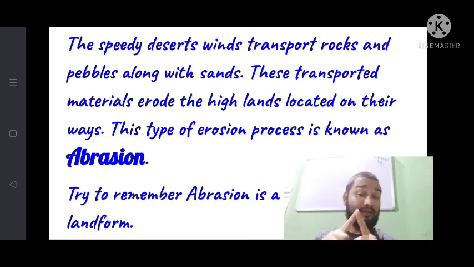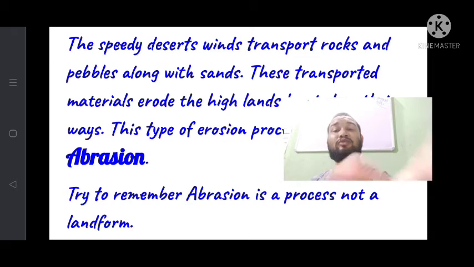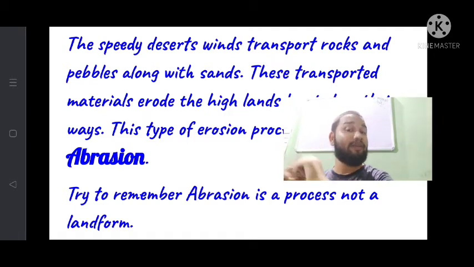Always remember, abrasion is a process through which the high hill areas of the desert are cut down by the sand and dust blown by the wind. Try to remember, abrasion is a process of cutting down of high hill areas of the desert, but it is not a landform. Abrasion is not a landform. It is a process of cutting the hill areas of the desert region.